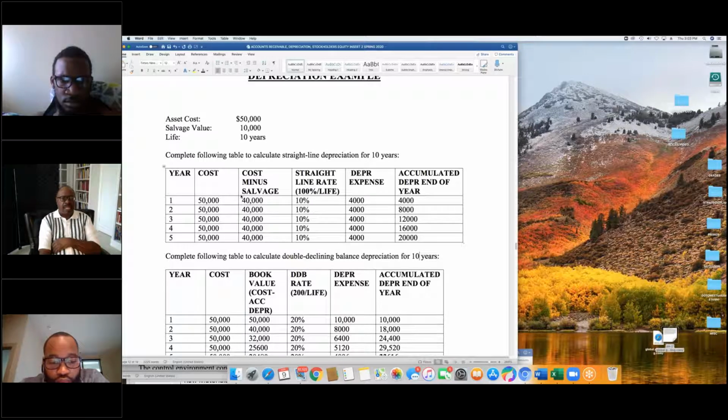So 10% of the cost minus salvage in the first year is 4,000. The accumulated depreciation is 4,000. Then the next year, another 10%, 4,000. Accumulated is 8,000. The next year, 10% is 4,000. The accumulated is 12,000. Then 16,000. Then at the end of the 5th year, 10%, 4,000 again. So the accumulated depreciation is 20,000.